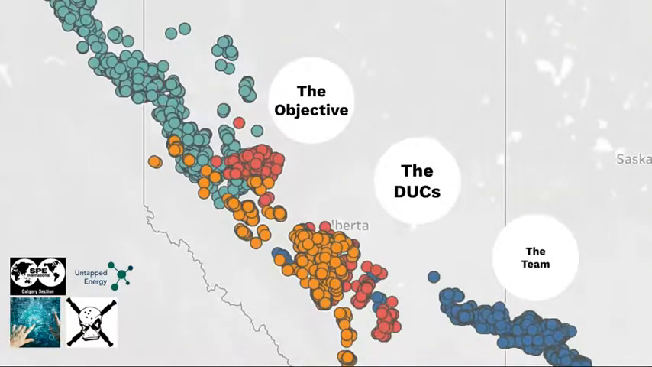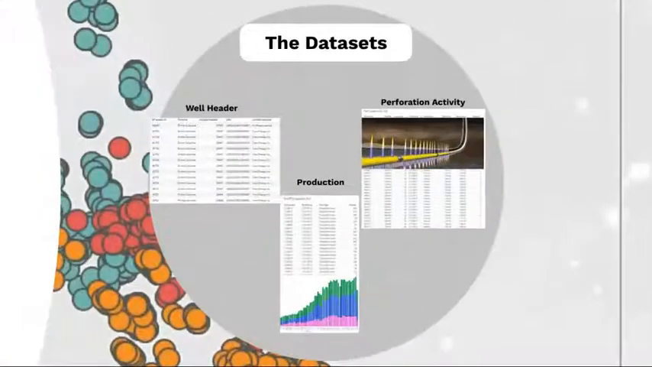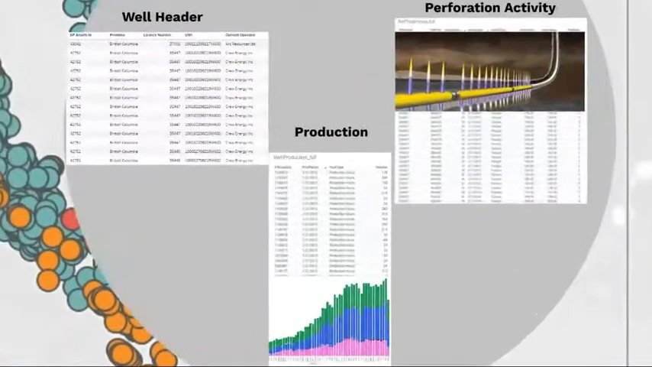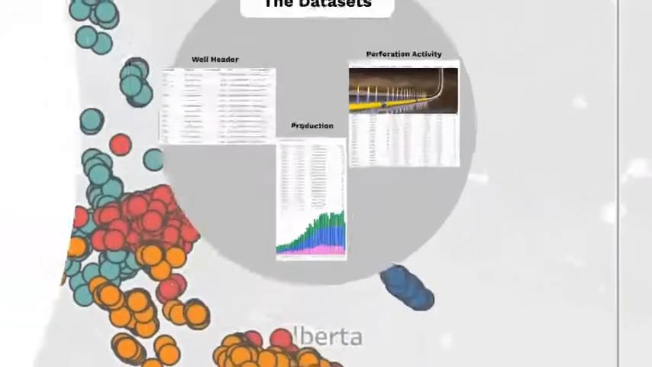Welcome to the Mighty Duck Hunters project. The objective of this project was to identify the number and location of ducks within each play and provide meaningful insights into them. We were given three datasets: the well header, which contains the header location and information, production data with production types and volumes, and the perforation activity file with types and dates of completion activities.